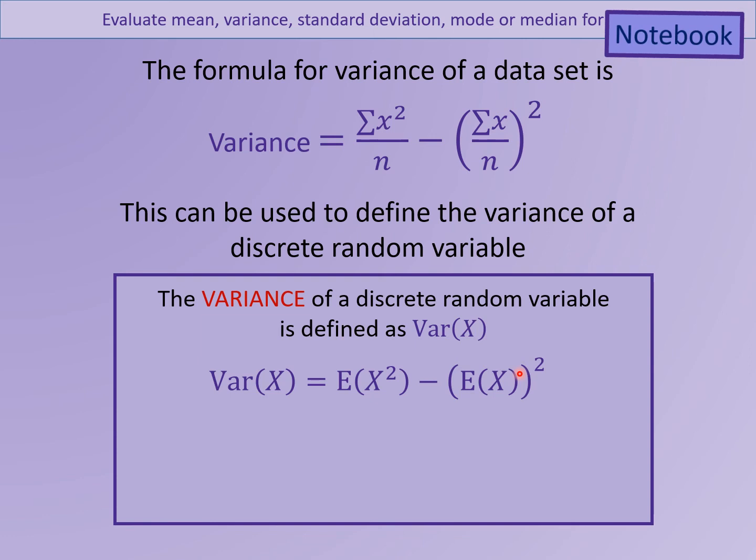Now these two things are different. The second one is just taking the expected value of X, the mean that you found earlier, and just squaring it. The expected value of X squared means going back and recalculating, but instead of multiplying X by the probability each time, you multiply X squared by the probability, and then you add up each of those values. So these are two different things.